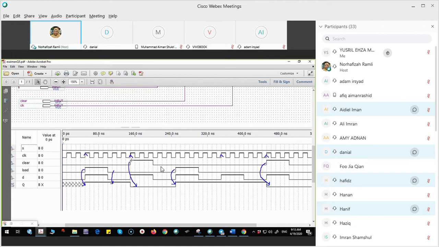You should remember about setup time and hold time. Ideally the clear should start somewhere here, so that when the clock comes, the clear is stable at 1 for the data to be cleared. Yes, that was my comment, because you don't follow the setup time. By right, maybe it's the DC clock. But I followed the DC clock from the book. But actually it should be here.